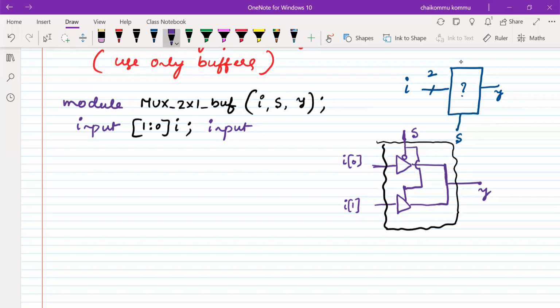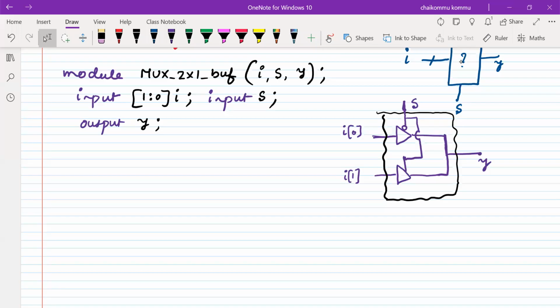So I'll write output here. The output is actually Y, right? Y is my output. Fine. Now I'm going to write the modules. So what is the keyword that we have to use for the buffer? What is the keyword? bufif0, that stands for G1.